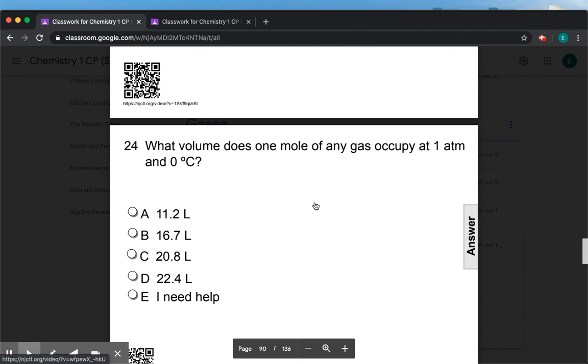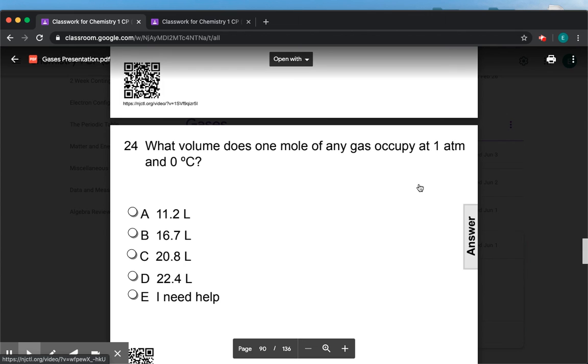Okay, and what volume does 1 mole of gas occupy at 1 atm and 0 degrees Celsius? Or in other words, what volume does 1 mole of gas occupy at STP? If you remember from the mole unit, we have this number already memorized. We talked about this. It's always 22.4. If you're at STP and you have 1 mole of gas, it's 22.4. But if you don't remember that, you can actually calculate it.